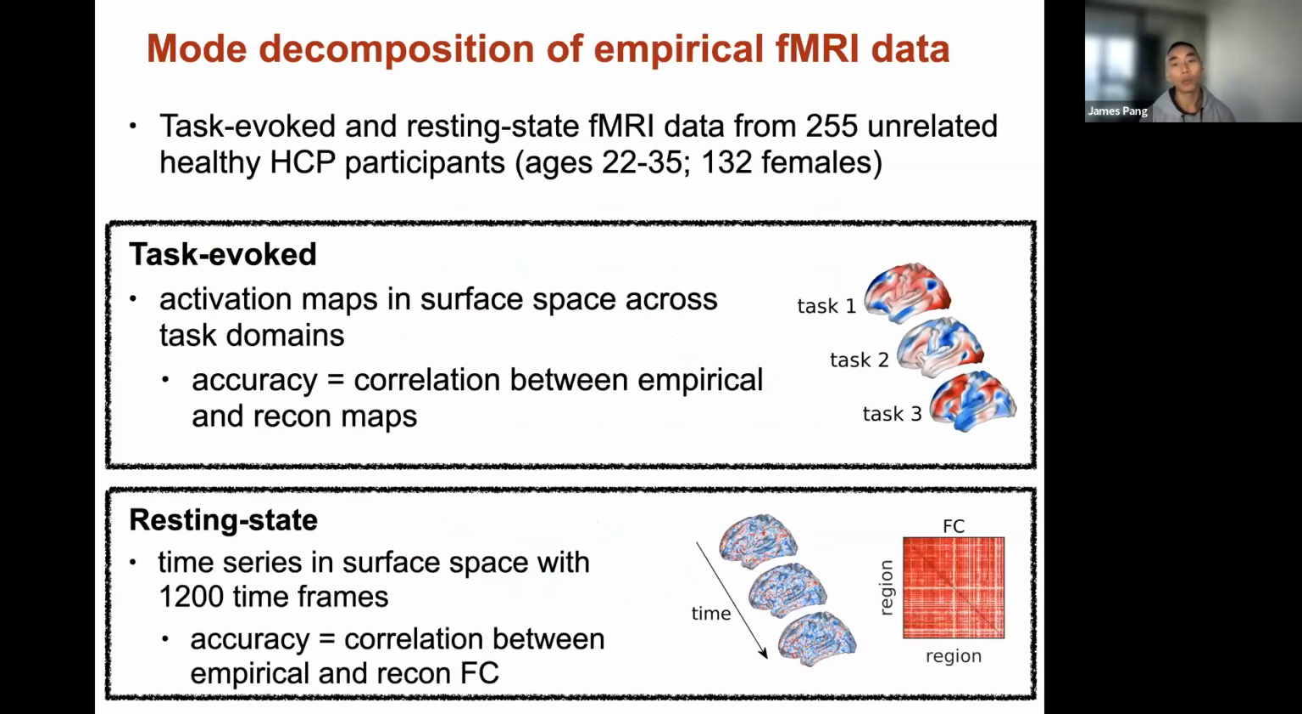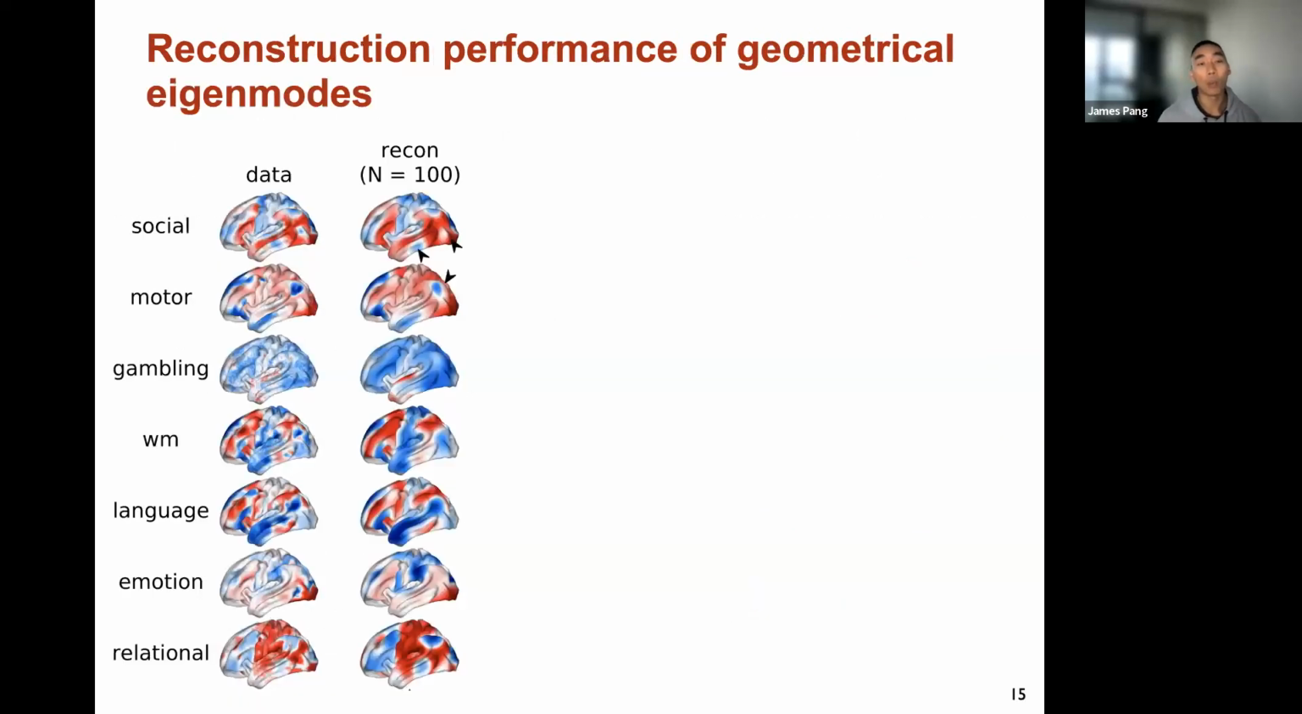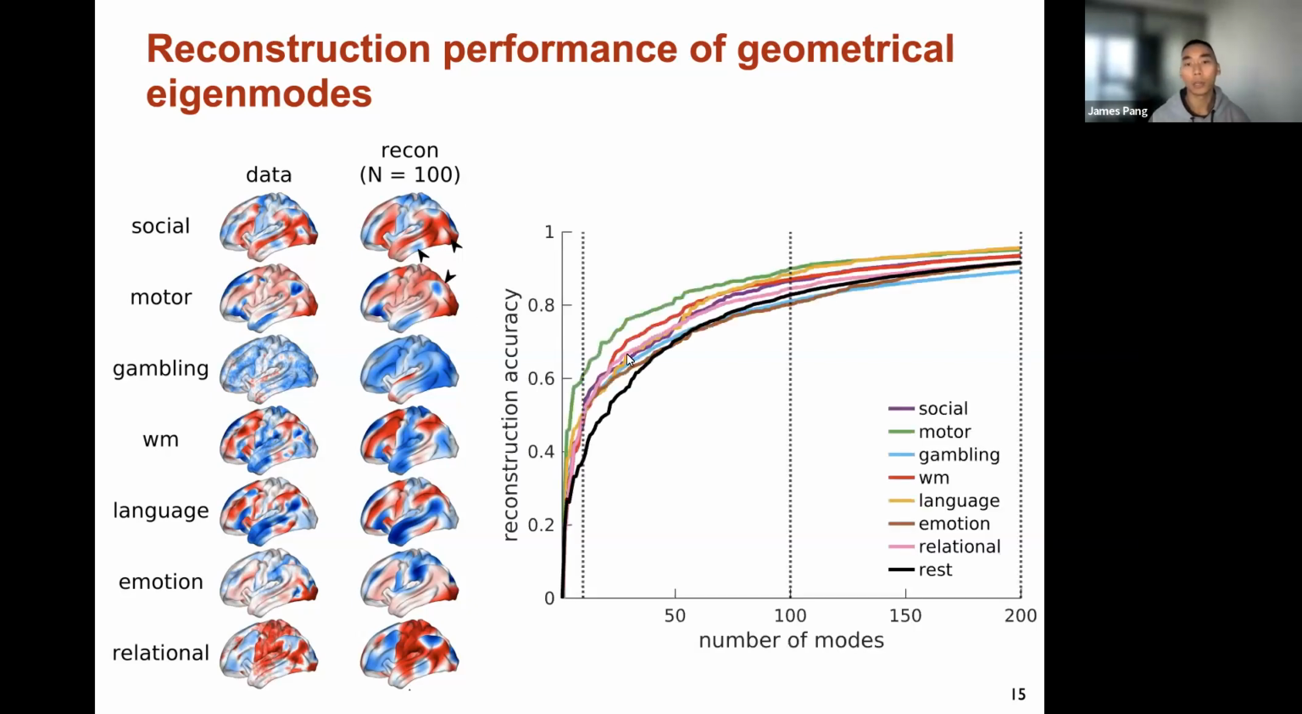And then we use these eigenmodes to study empirical fMRI data from the Human Connectome Project, both resting state and task-evoked. And what we found is that, say, the data here on the left can be reconstructed by the geometric modes just by using 100 of those. And you can see that the accuracy sits at about 80%. This is the accuracy as a function of the number of modes, and we're sitting here at 100.